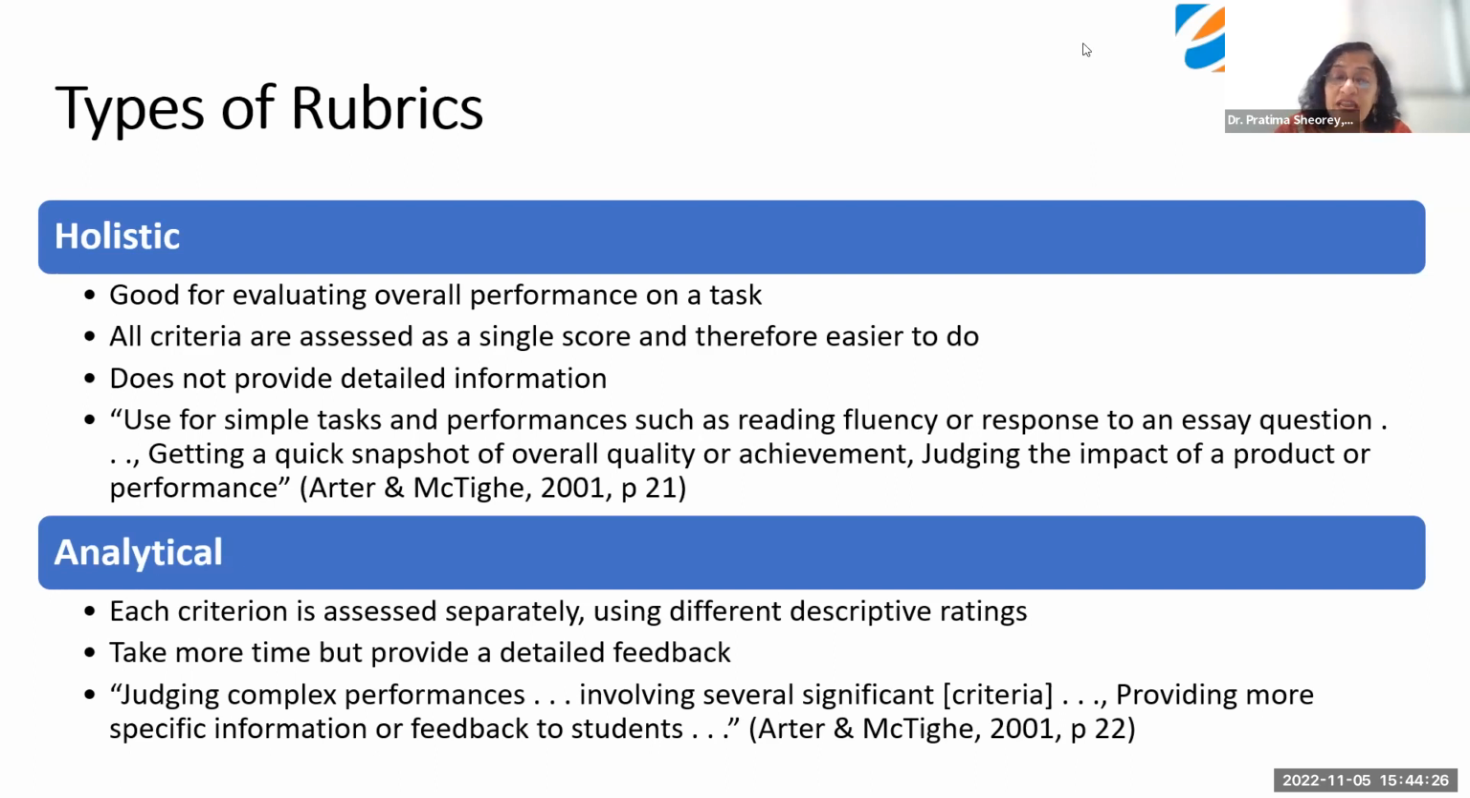Analytical, each criteria is assessed separately using different descriptive ratings, right? Takes more time, but provides detailed feedback. So if you want to do a project report, ideally you will have one holistic and a couple of analytical rubrics in that, right? Judging complex performances involving several significant criteria, providing more specific information or feedback to students, right?